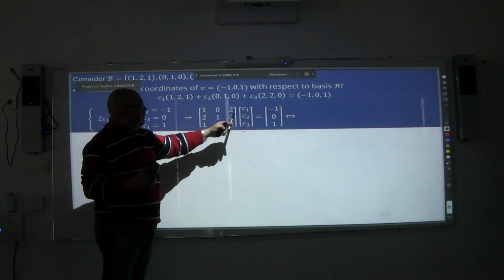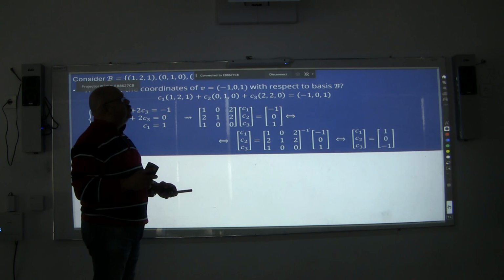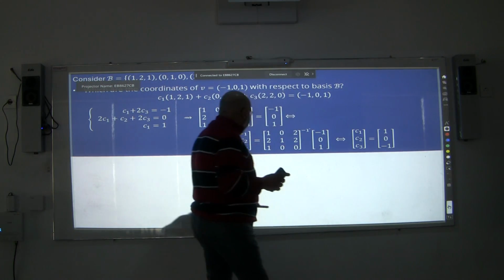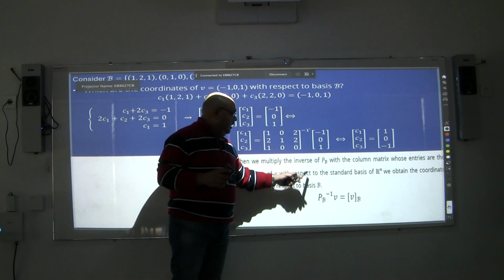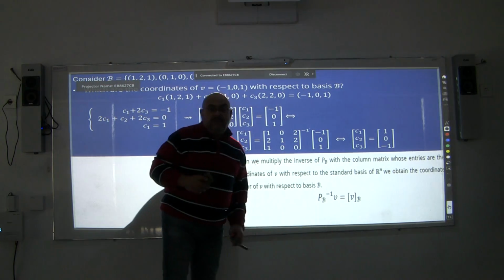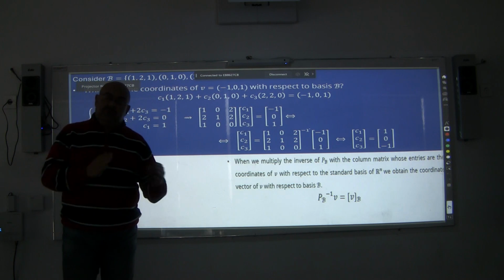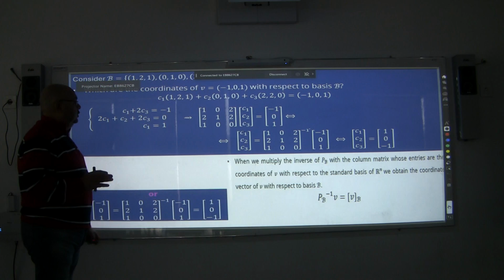I will get the inverse multiplied by -1, 0 and 1, and then I will have the coordinates, which are 1, 0 and -1. And in matrix form, when we multiply the inverse of beta in the vector, I will get my coordinates. This is how to get the coordinates from the vector, or to get the vector from the coordinates. This is really very important, okay?